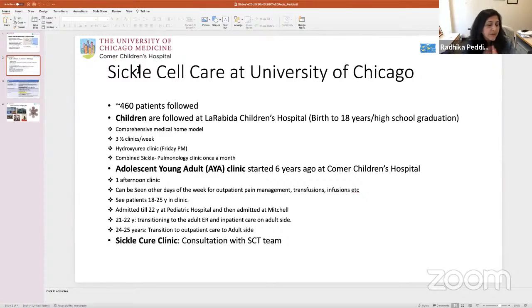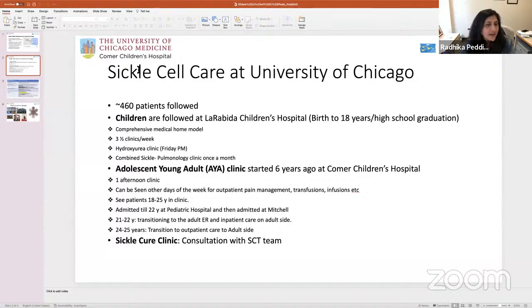In this clinic, we see patients 18 to 25 years of age. If patients need admission, we admit patients up to 22 at the pediatric hospital, and only after that do they start getting admitted to the adult side. But I still continue to follow them as an outpatient. So basically, it's a very phased transition. First, they change location, but not physician, and then they change the space where they're getting admitted, but they're still followed outpatient with us. And between 24 and 25, we transition them over to outpatient care on the adult side as well.